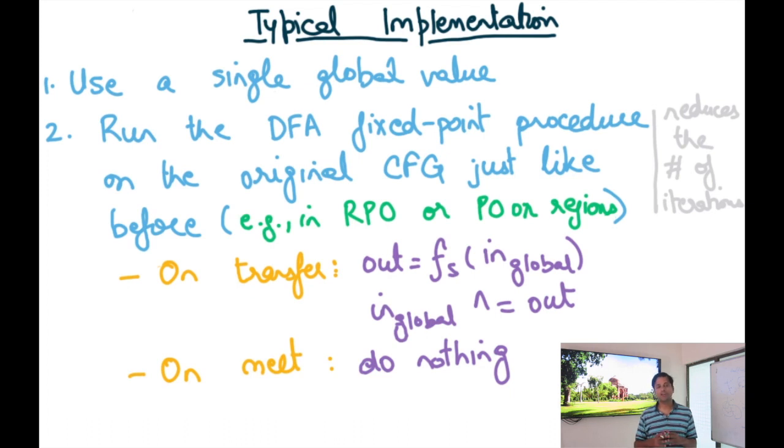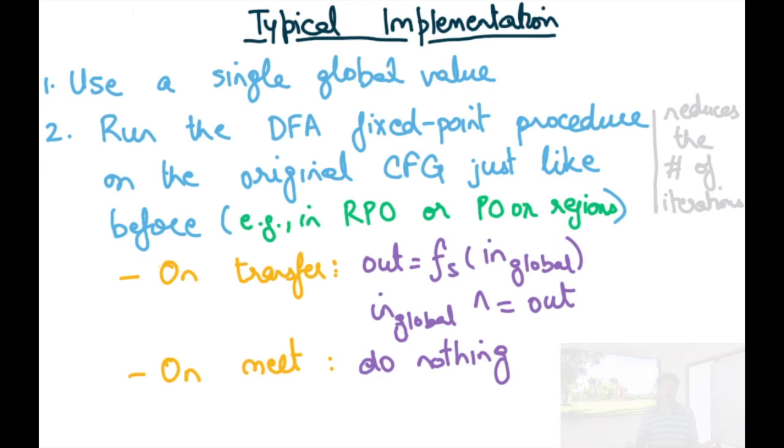So far we've been discussing our data flow analysis as a flow sensitive analysis, but for improving its running time and space complexity, I can first convert it into SSA and then use a flow insensitive analysis to get much better speed and much better space without losing any precision. And the typical implementation for this kind of an algorithm is that you use a single global value for the entire program.